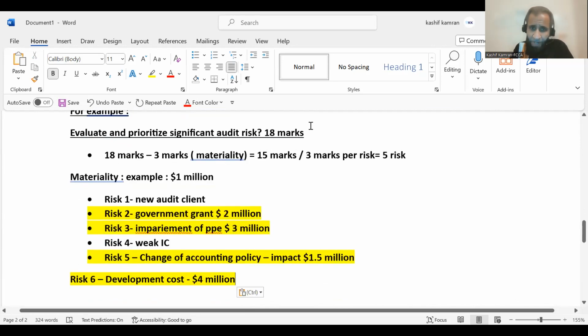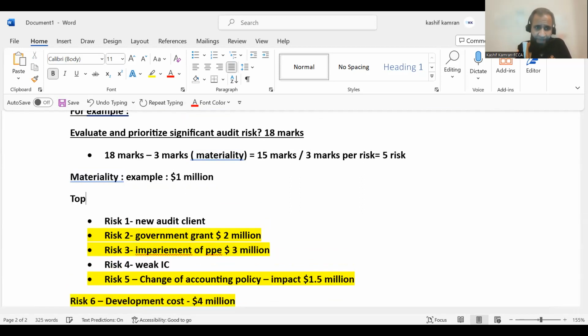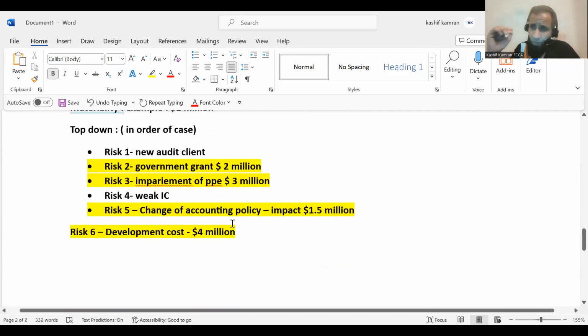So we have 18 marks minus 3 for materiality. We're left with 15. So 3 marks per risk and 5. Again, the non-accounting areas are 2 marks per risk. Now I'm reading the case, and while I was reading the case, this is the risk I got top down in order of case. So I wrote the risks in the order in which I got them.